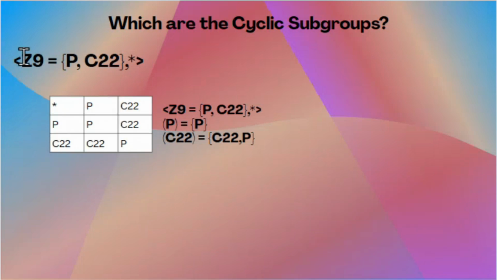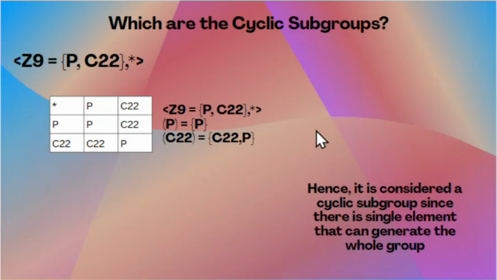And for C sub 9, we have P and C22 under binary operation star. So P star P is equal to P. C22 star C22, so it's equal to P. So therefore, it's a cyclic subgroup because we have the element C22, which generates the whole group.